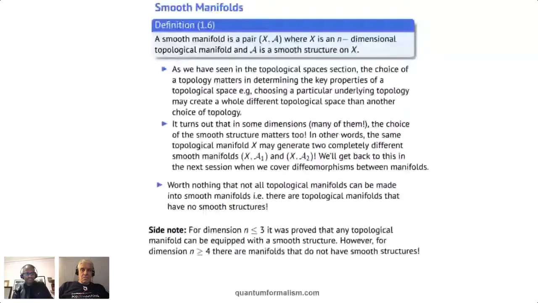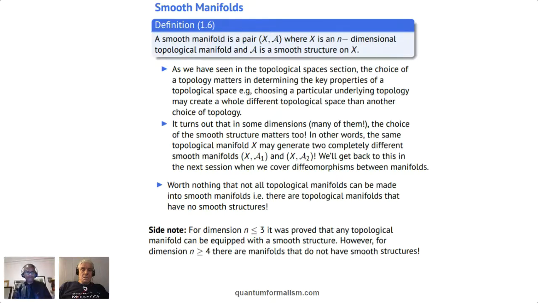I know we haven't talked about diffeomorphisms yet, but there are some comments that I will go through now. So a smooth manifold is just an n-dimensional manifold together with a smooth structure, as per the definition that we just ran through. As an analogy with topology, the choice of your topology determines the characteristics of the topological space. If you change the topology, you might have a completely different beast. Similarly here, if you change the smooth structure, you might have a completely different smooth manifold in a way.